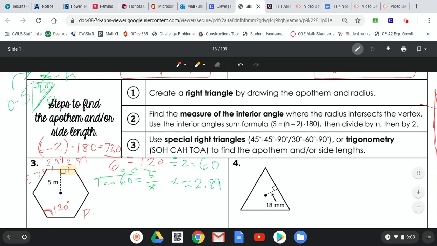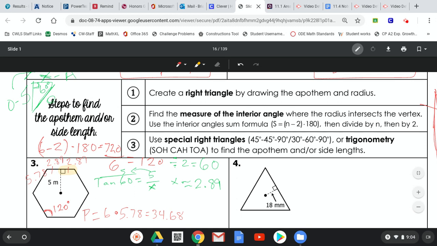Okay, so to find the perimeter, we just do 6 times 5.78, and that gives us 34.68. All right, so that's our perimeter.